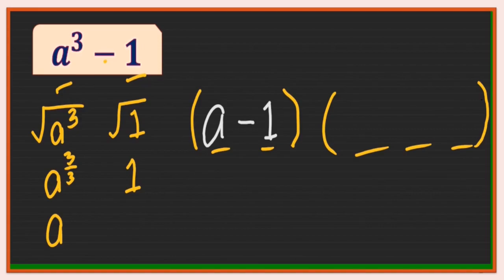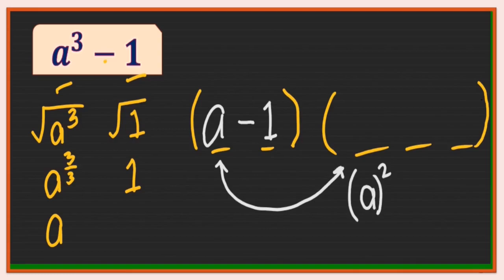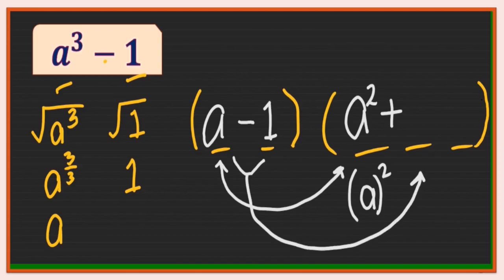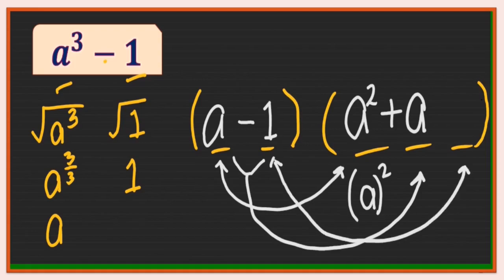Then, on the second factor, we will be using the first term of the first factor. We have to square a, so the square of a is a squared. Then, the opposite sign, minus, will become positive. Then, we will multiply the two terms for the second term, and a times 1 is simply a. Then lastly, we have to square the third term, and that would be 1 times 1, which is positive 1. And that is our factored form.